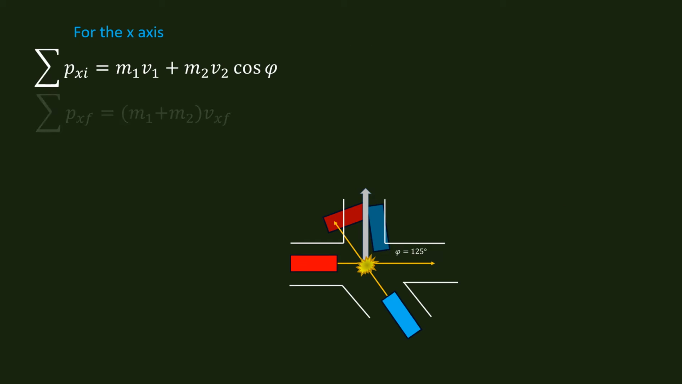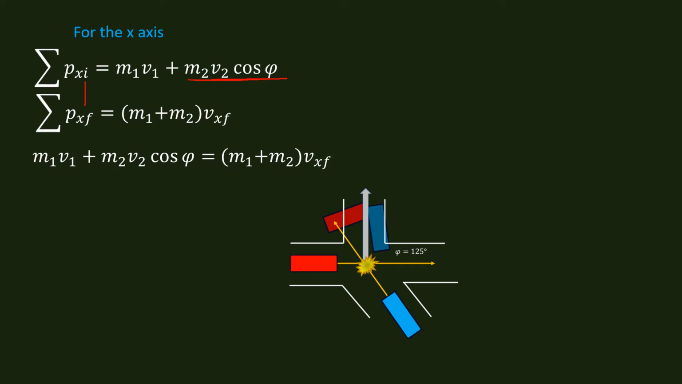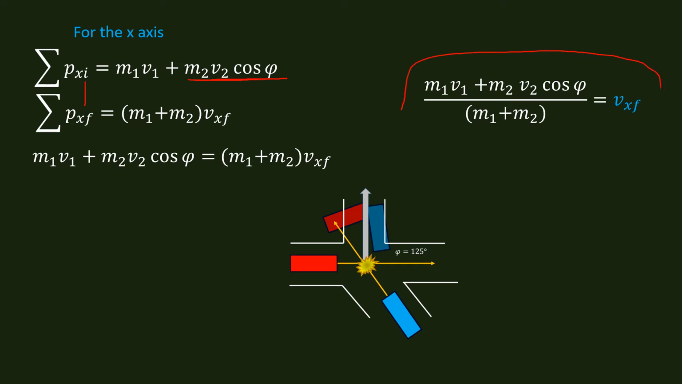So let's look at, for the x-axis, we have M1 V1, and then we need this component of car 2, the blue car. This is M2 V2 cosine phi. And then we have our final. We need to equate these two. We get this expression, and then we get the equation we need to find one of the component vectors, Vxf.